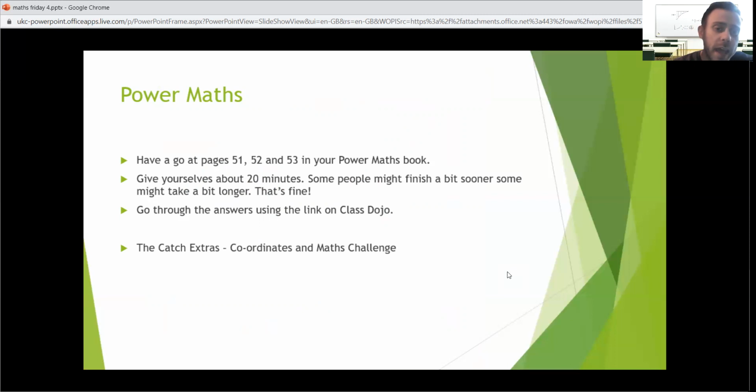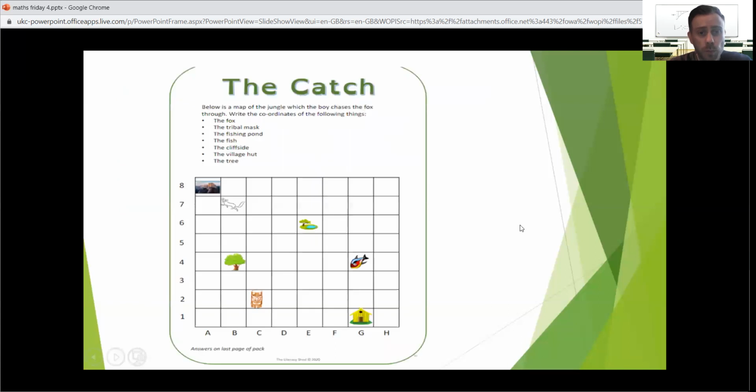And then I've just put on the end of this video, in the catch, which is our English pack, a few extra little maths challenges. There's a maths puzzle challenge that you have to read through and work out the answers for. And then there's also a coordinates page as well. Coordinates page looks a bit like this. Basically, you have to tell me which square each thing is in.